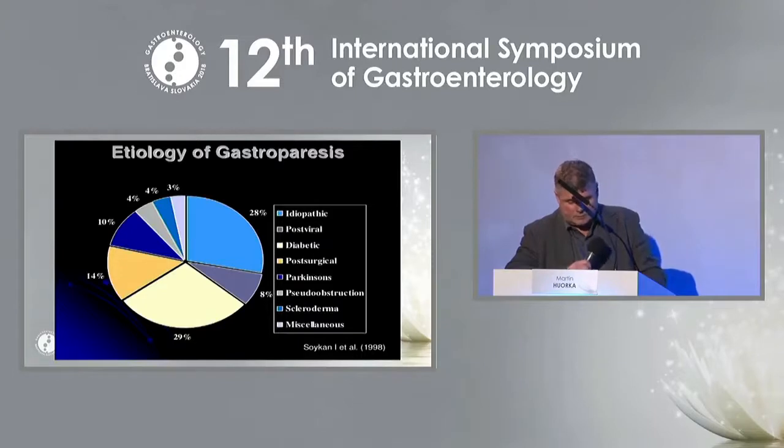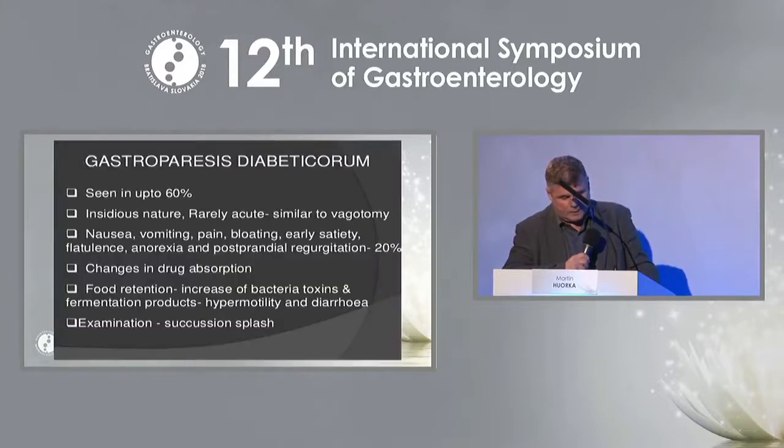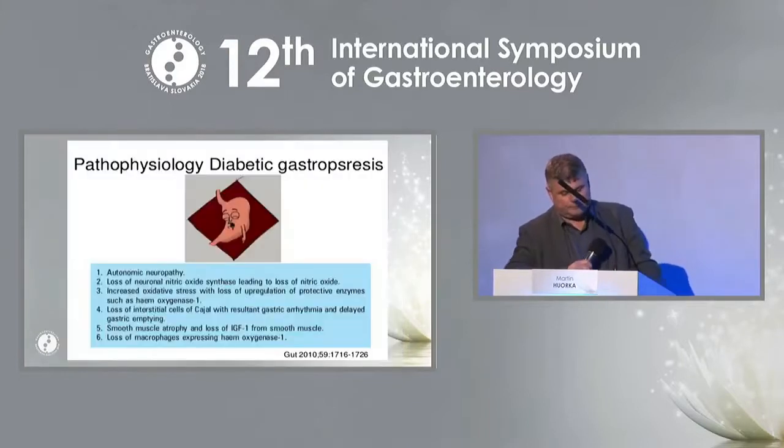Gastroparesis is another important clinical unit. We know that the main cause of gastroparesis is diabetes, especially diabetes type 2, seen in up to 60%. The main symptoms are nausea, vomiting, pain, and bloating. But what is very important, there are some changes in drug absorption, then food retention with increasing bacteria, toxins, and production of fermentation products. It means hypermotility, and for the patient it means diarrhea.